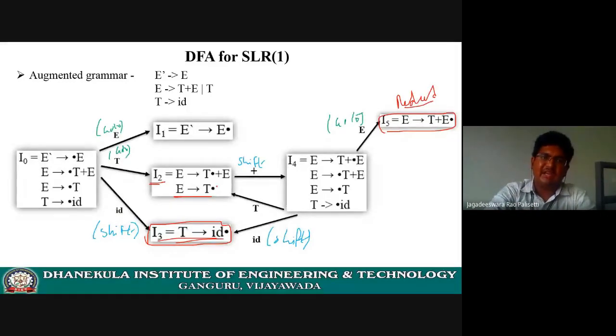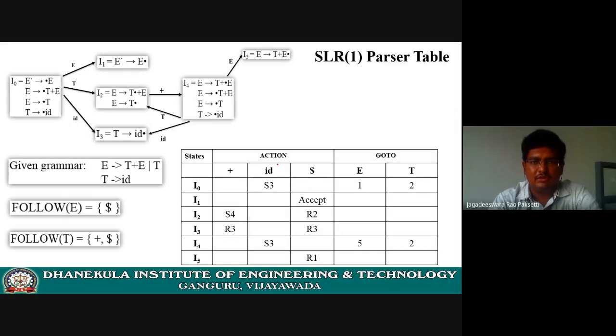Here we are considering this I2 as a conflict because it is shifting, and here this particular production is reducing. Am I clear? Now we are going to see how this shift-reduce conflict in SLR is avoided. That I will explain in the table: construction of the SLR(1) parsing table.